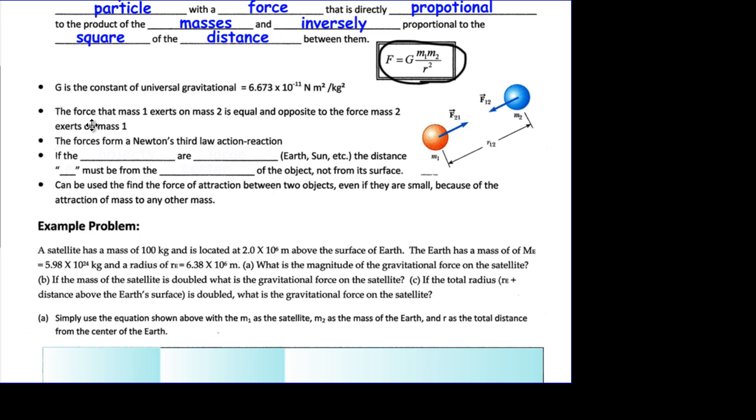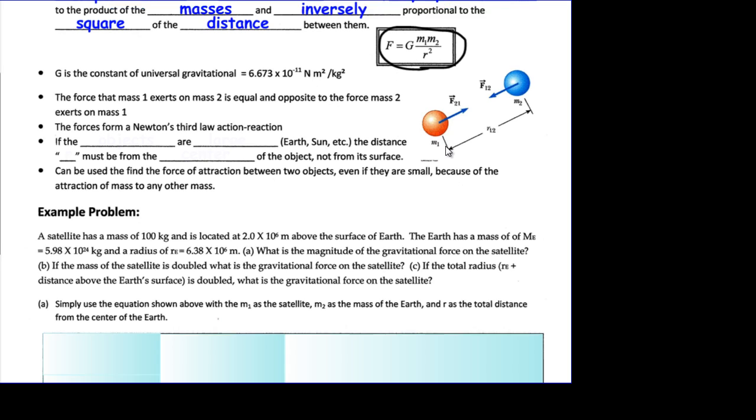It says here in the second bullet, the force that mass 1 exerts on mass 2 is equal and opposite to the force mass 2 exerts on mass 1, which that wording should kind of sound familiar. It's Newton's third law. If mass 1, let's say this is you, if you're being attracted to the Earth, then the Earth is also attracted to you. Those forces are equal to each other, but opposite in direction. Now, of course, if it's you and the Earth, you don't notice the whole Earth deal because the Earth has so much mass, it has so much inertia, it's really not going to move.